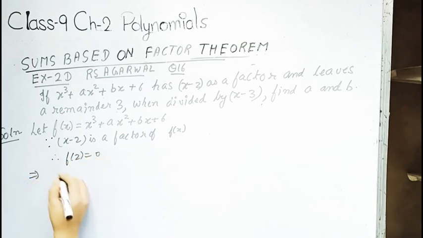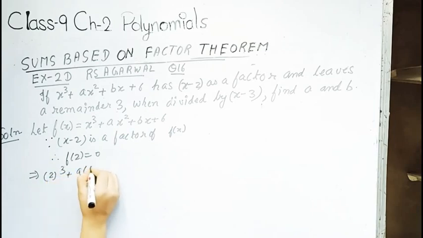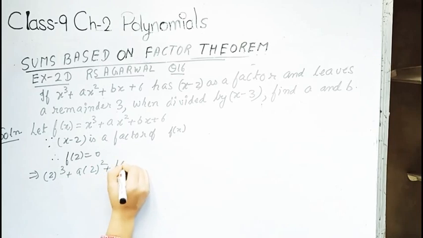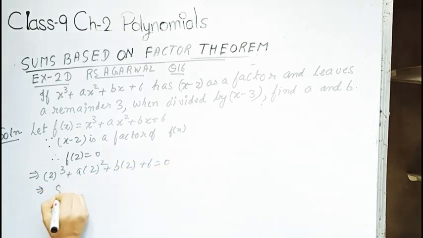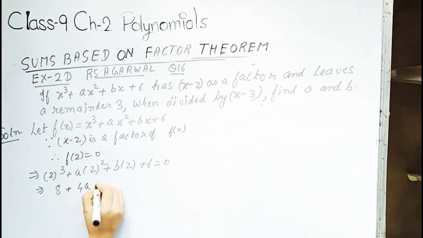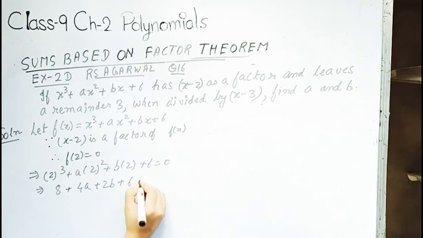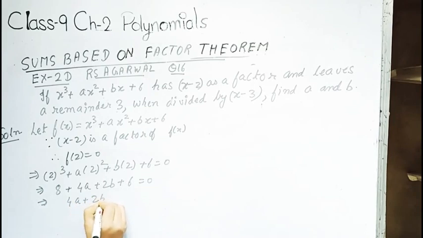This implies, let us find f(2): 2 cube plus a into 2 square plus b into 2 plus 6 equals 0. This implies 8 plus 4a plus 2b plus 6 equals 0. This implies 4a plus 2b equals minus 14. 8 and 6 is 14. Now let us divide by 2. So over here 2a plus b equals minus 7.